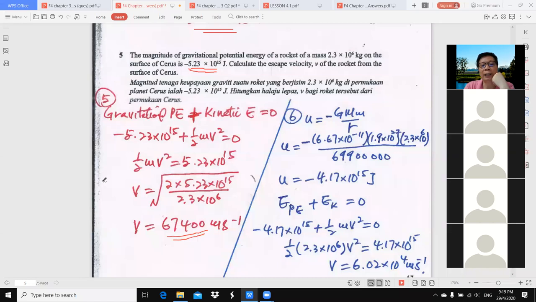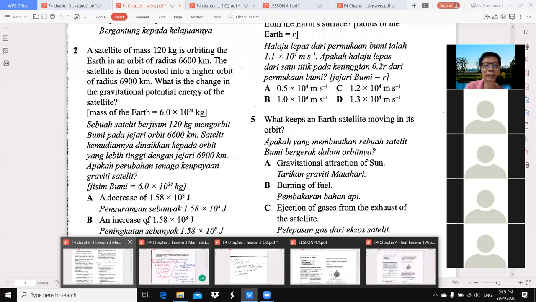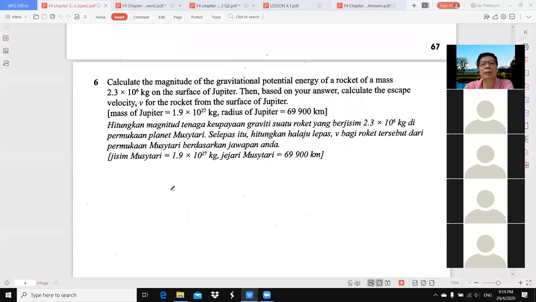Okay, then this is question number 5. Now question number 6, the last question. Let's see the question first. I'll read the question here. Calculate the magnitude of gravitational potential energy. You're asked to find the gravitational potential energy of a rocket of mass 2.3 kilograms on the surface of Jupiter, another planet. Then, based on your answer, calculate the escape velocity of the rocket. Read it one more time yourself.